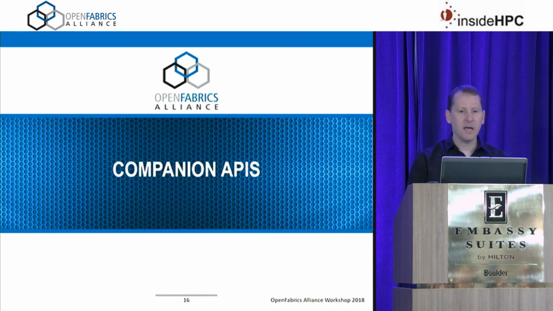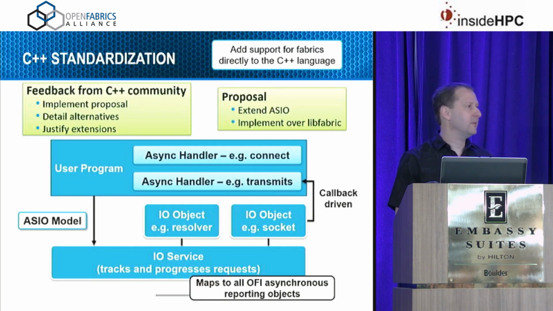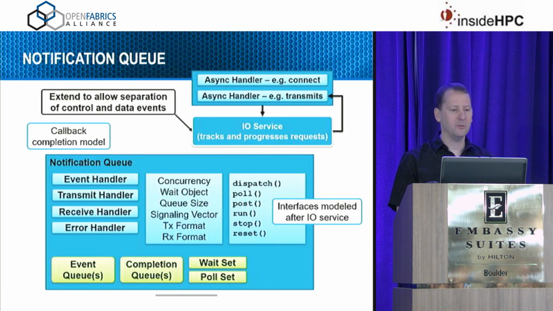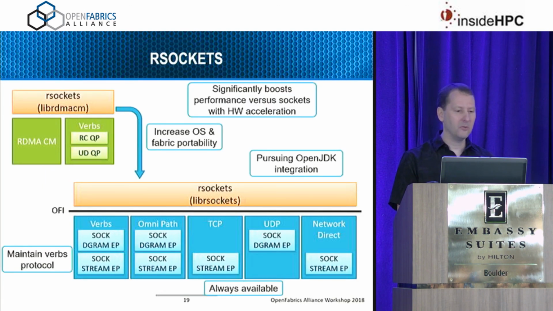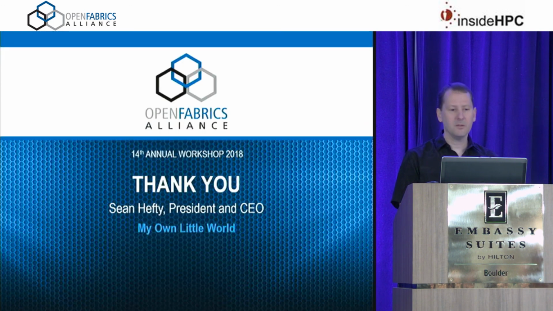So the companion APIs, I'm going to skip this. So C++ standardization, there's going to be a BOF later today where I'll talk about the C++ in more detail. And then RSockets is something we're also looking at. I do want to mention with RSockets that there is an effort to actually bring RSockets into the open Java development kit. And that's all I have.